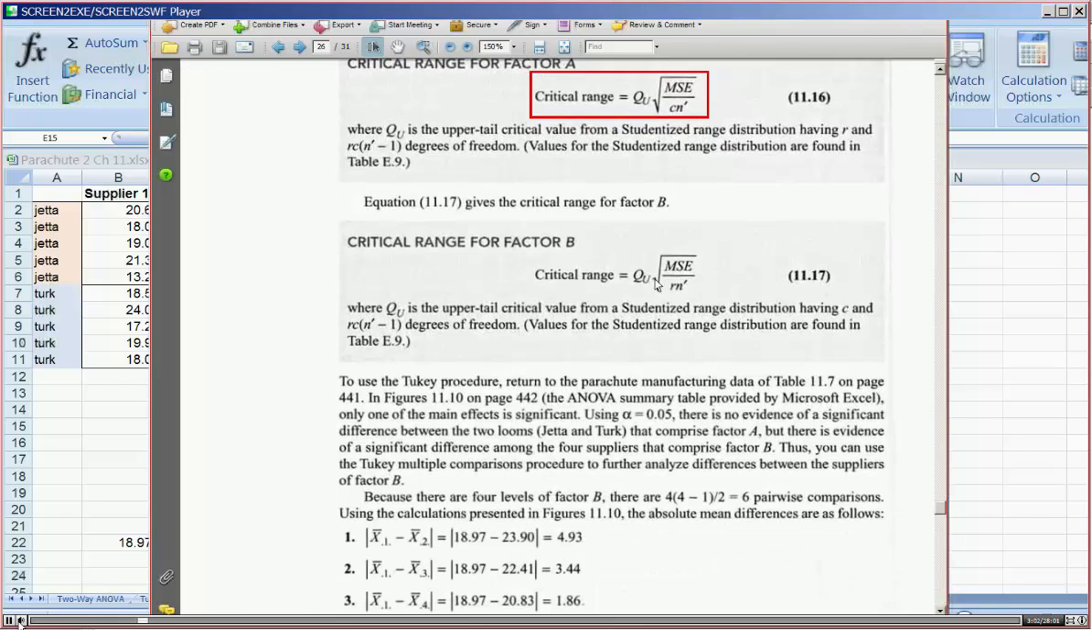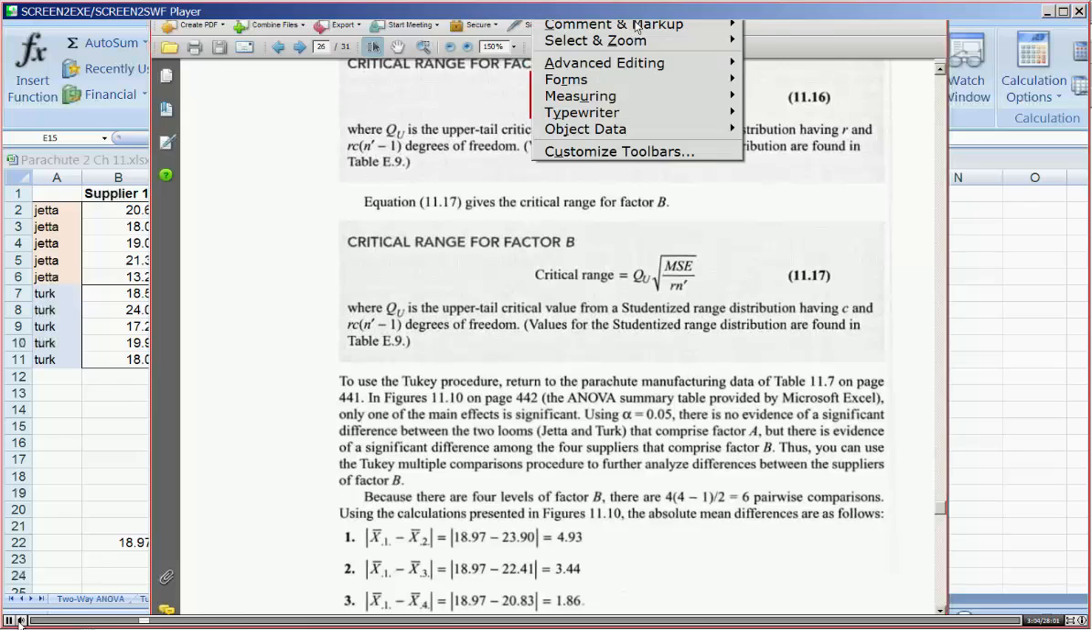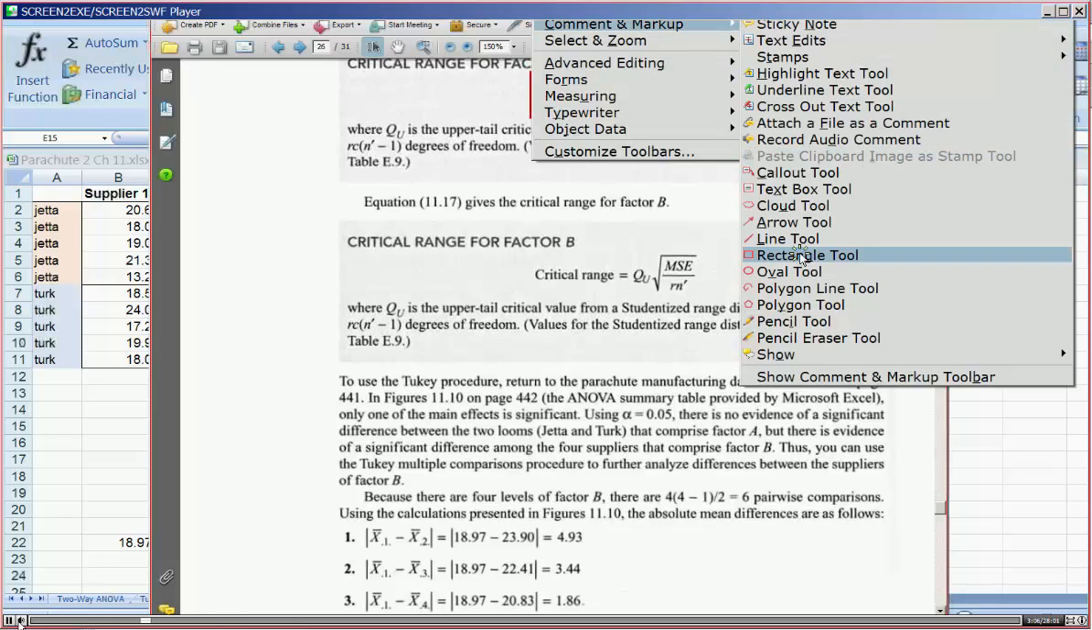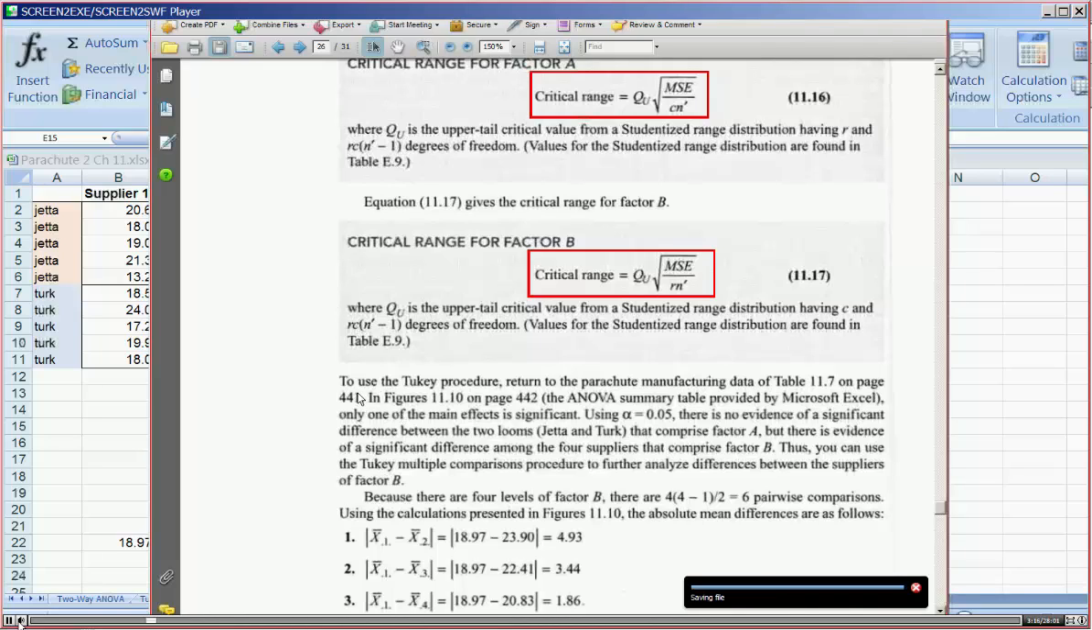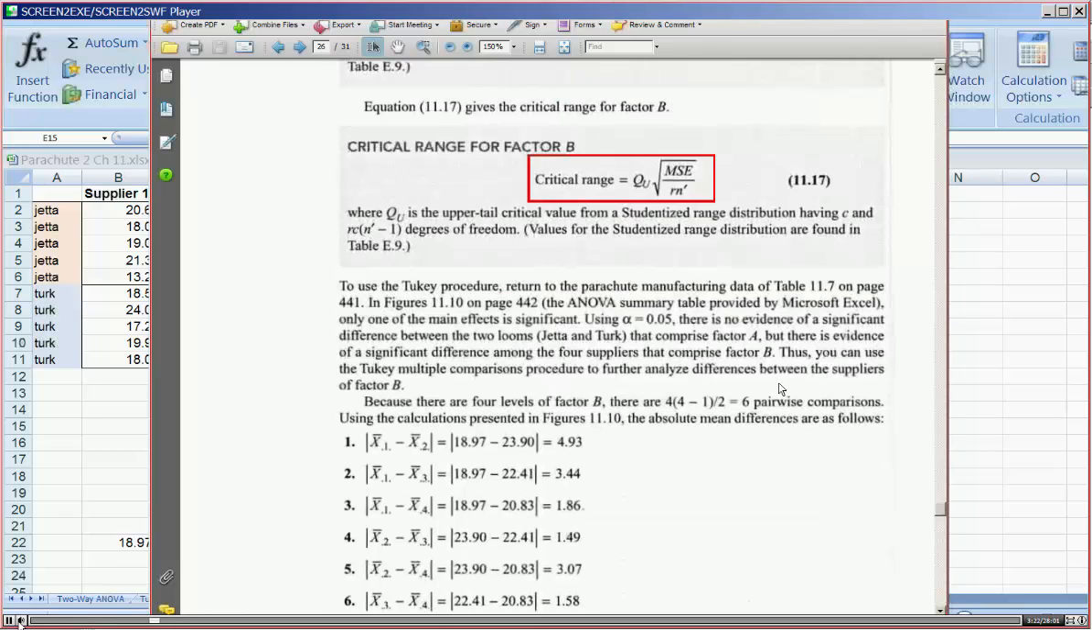And the next equation gives us the critical range for factor B. That's the suppliers. Which supplier to choose? We have 4 levels for factor B. To use the Tukey procedure, return to the parachute manufacturing data. And as I mentioned, we're going to have 40 values there on page 441.